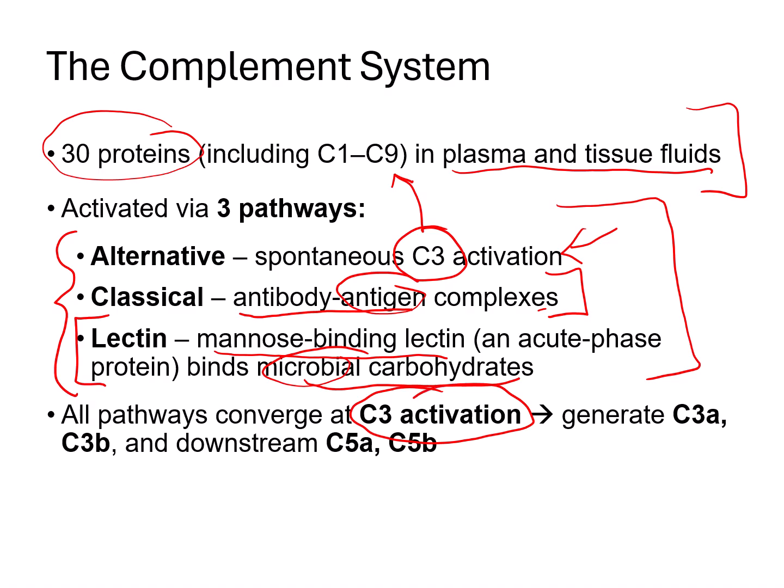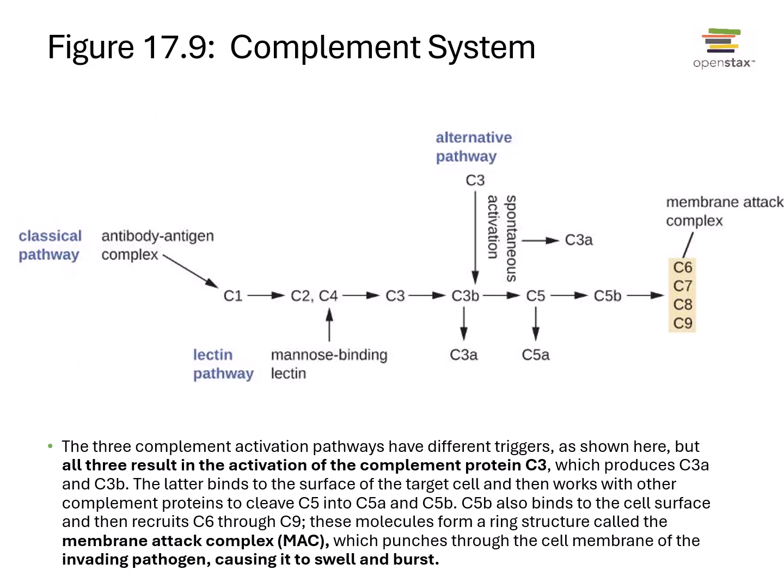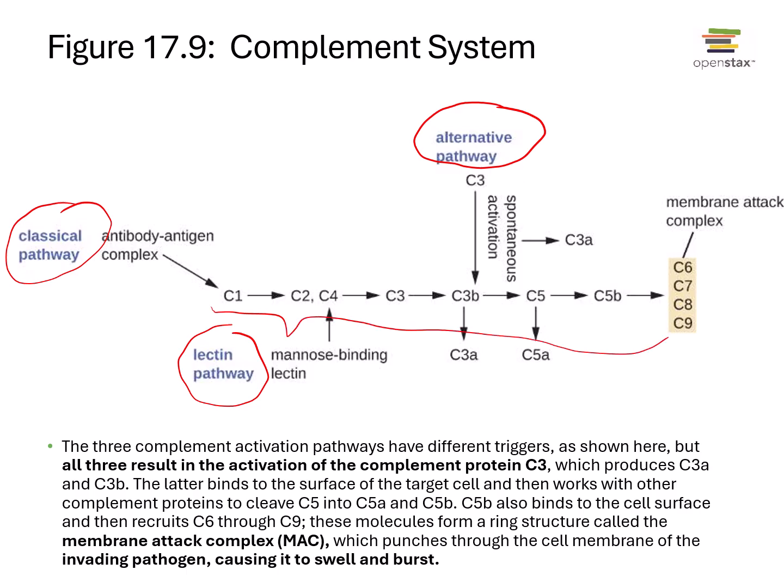And we're going to see in a figure soon that activation will result in the generation of C3a, C3b, and downstream complement protein factors as well. This diagram shows how all 3 pathways converge. So here I see the alternative pathway, the classical pathway, and the lectin pathway. These are all different types of complement proteins, but the 3 pathways converge at C3, and I can see that breaks down C3 into C3b and C3a.